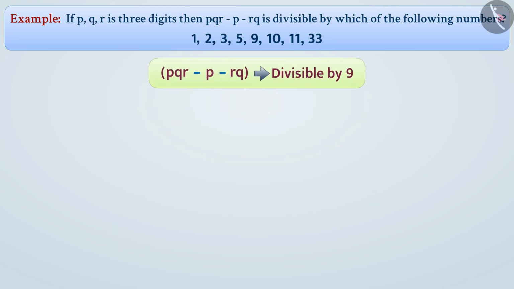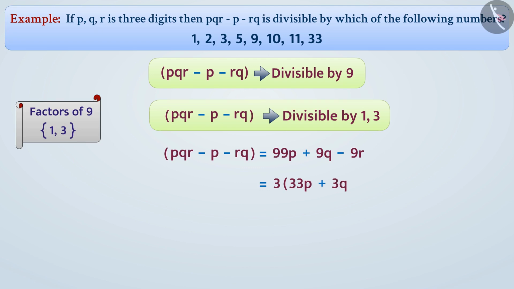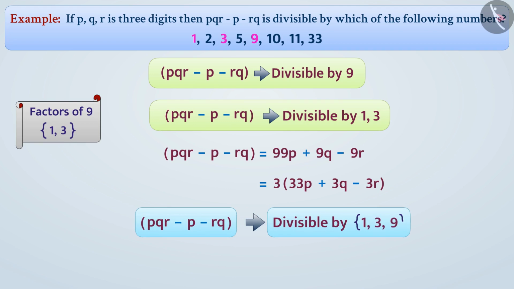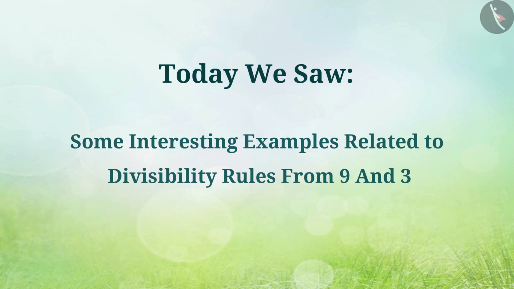Since this number is divisible by 9, it will also be divisible by factors of 9, that is 1 and 3. Or we can write 99P plus 9Q minus 9R as 3 into bracket 33P plus 3Q minus 3R, which shows that this number is also divisible by 3. In this way, the given number is divisible by 1, 3 and 9. So today we saw some interesting examples related to divisibility by 9 and 3.